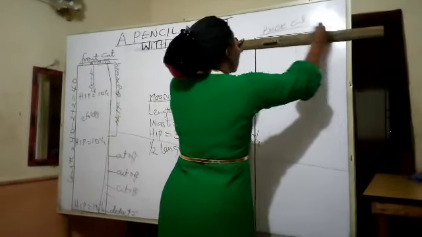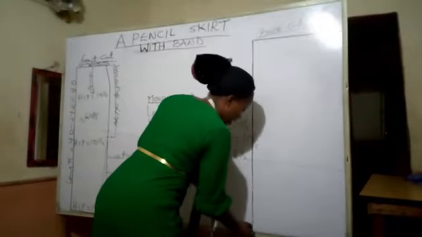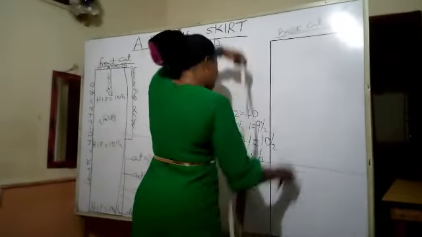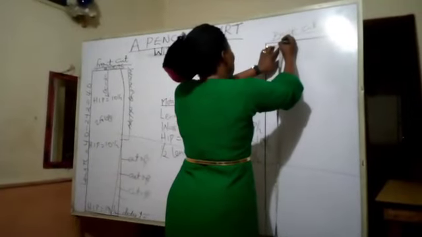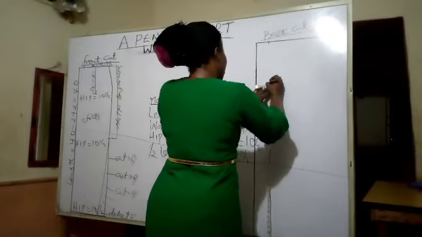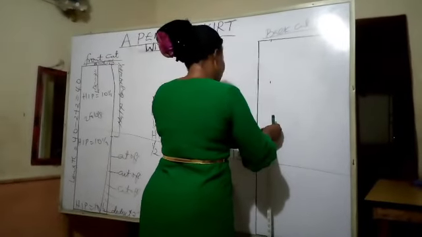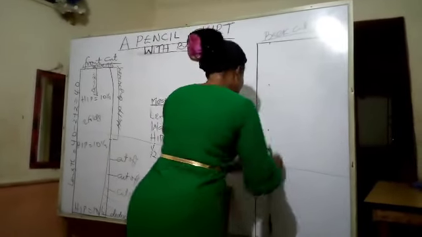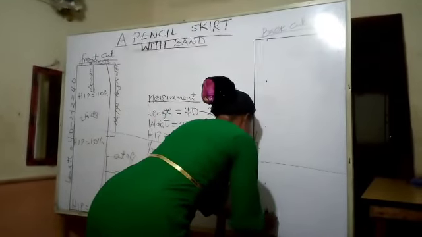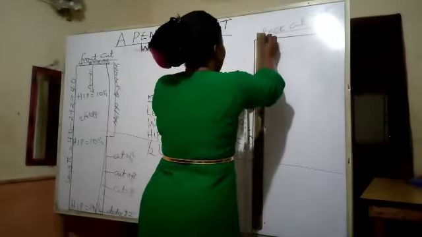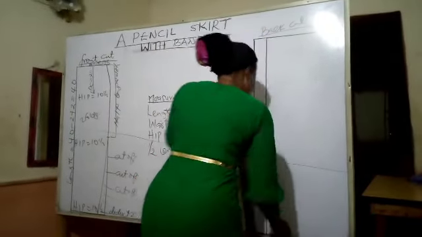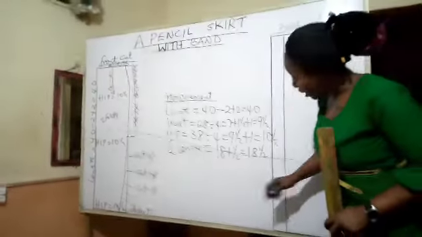For the purpose of this class, I want to make use of 2.5 for the zip and the slit allowance. So I'm going to leave 2.5 straight down at the back, and then connect it together to 2.5. That is exactly what I want to use. You can use more than that, you can use lower than that.